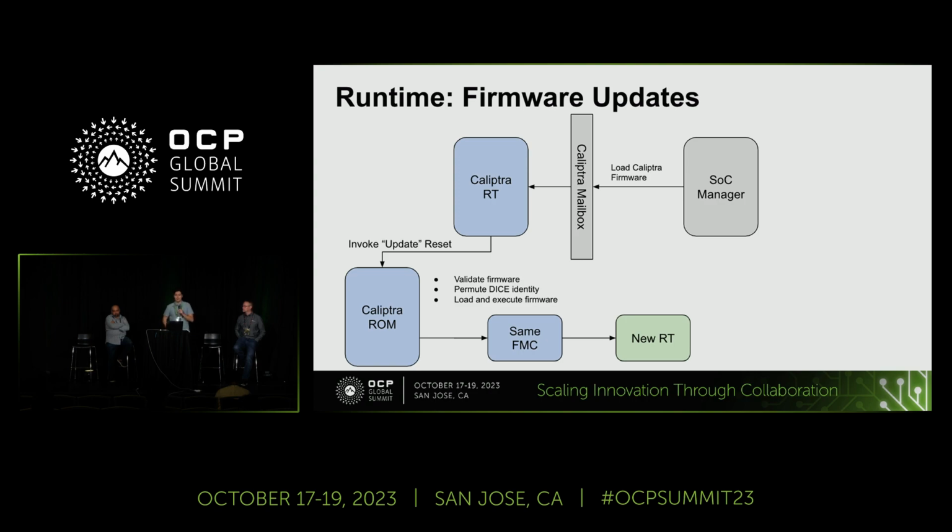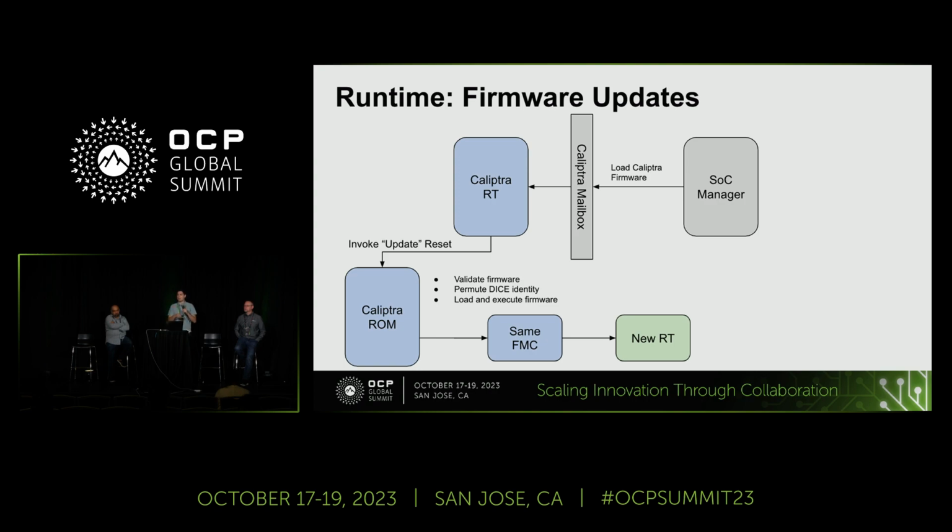Okay, and then runtime firmware updates. You heard Vishal earlier talk about that ROM handles different types of resets. We have cold reset, warm reset, and then update reset. So during an update, the SoC manager, or something on the SoC that's going to manage the updates, so receive the updates and apply them, will load firmware into Calyptra's mailbox and execute an update reset. And then Calyptra resets back into ROM.